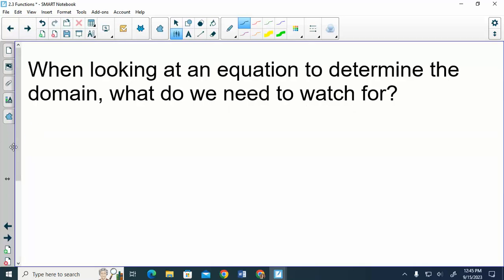So when we're talking about domain, we can get it from the graph, if we have a mapping, we can get it from that, or from the table of values. If we're just looking at the equation, what do we have to look at for the domain? Or what would make the domain not be everything? When you think of a scenario where there's something you can't plug in for x.